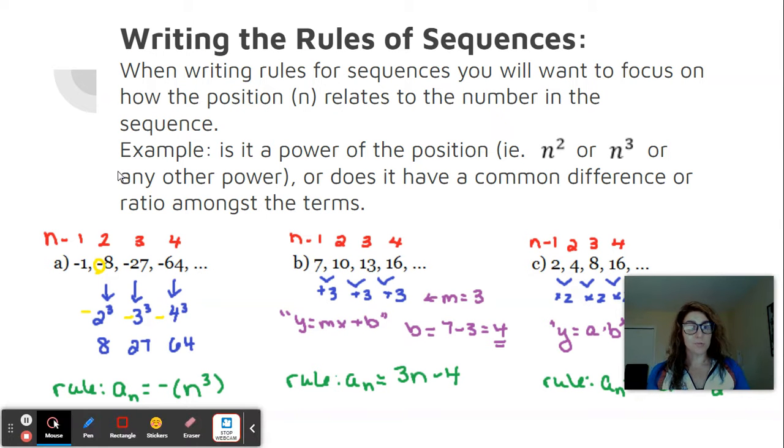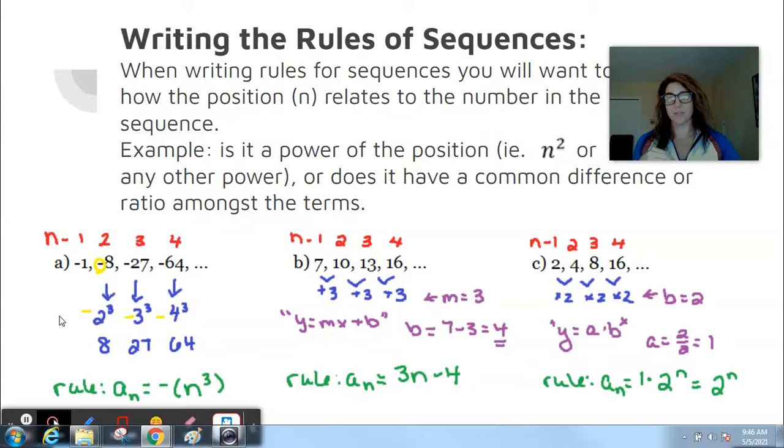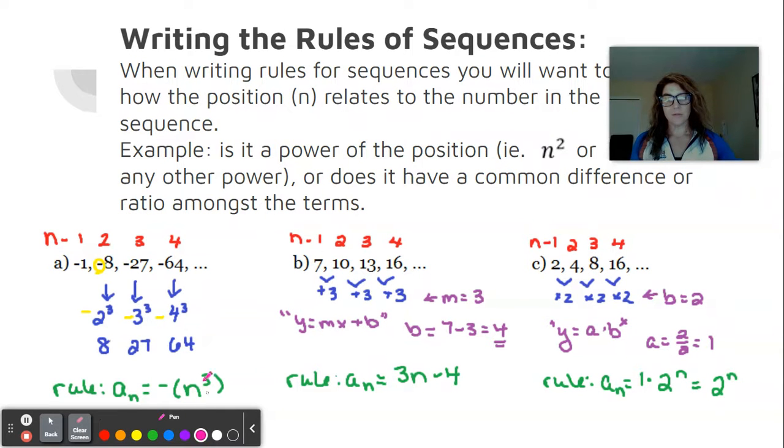Okay, coming up with the rules of our sequences. So we're always going to want to know, how does the number itself relate to the position that it is in the sequence? So for example, question letter A. Notice, actually all of them, notice I wrote n and then 1, 2, 3, 4, and 1, 2, 3, 4, and 1, 2, 3, 4, because I'm making note of where those numbers are, so I can use that when I write my rules, because the rules are always going to be something with an n involved.